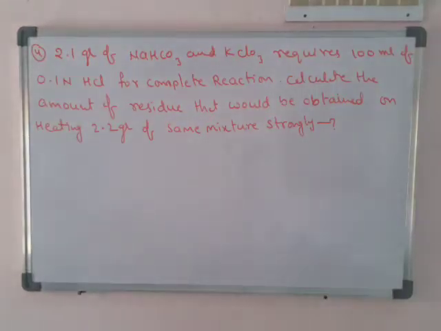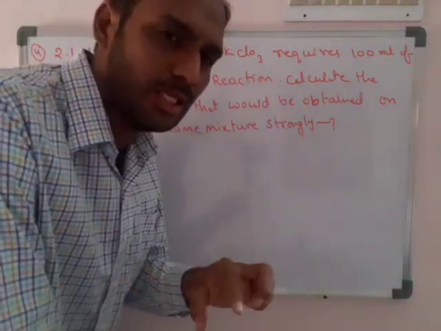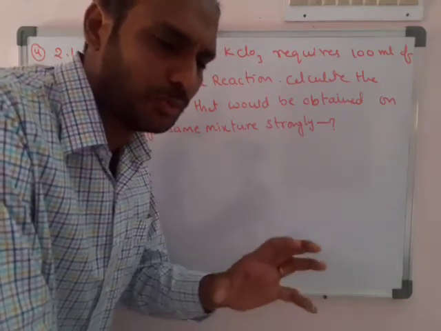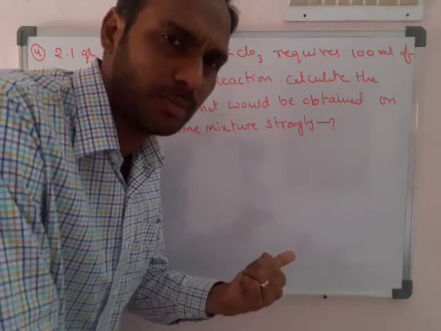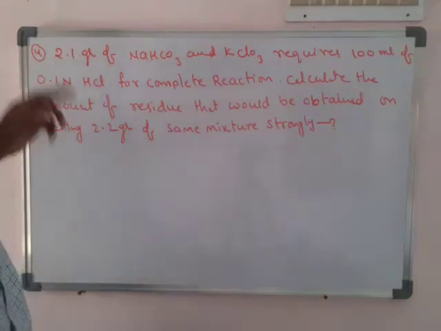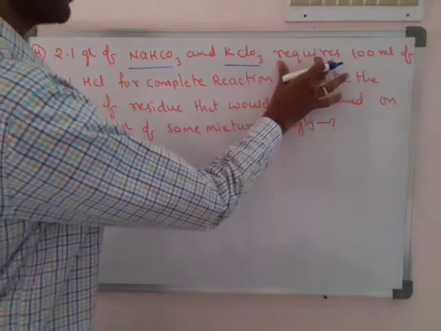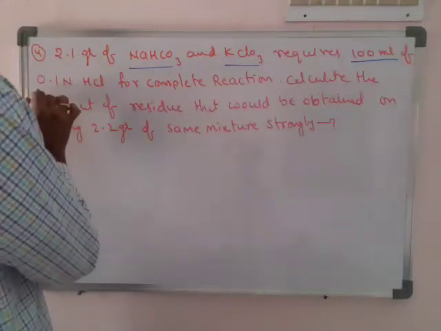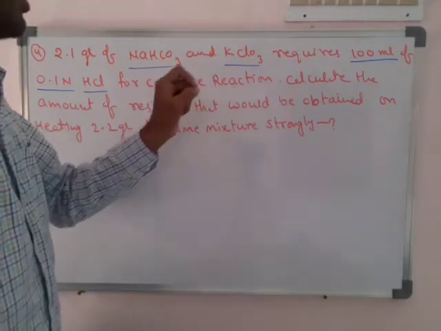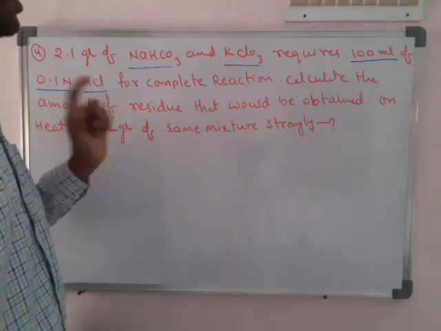Okay, see the last one. Actually this problem is similar to the last problem, but the 50% is totally different. Up to 50% the problem is similar to the last three problems, though not exactly similar. Here, 2.1 gram of sodium hydrogen carbonate and potassium chlorate requires 100 milliliter of 0.1 N HCl. Here also a mixture is given. So the mixture is reacted with an acid, that is 0.1 N and 100 milliliter of acid for complete reaction.